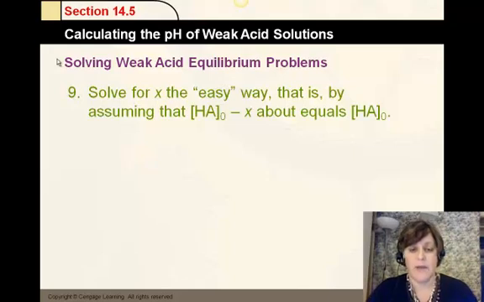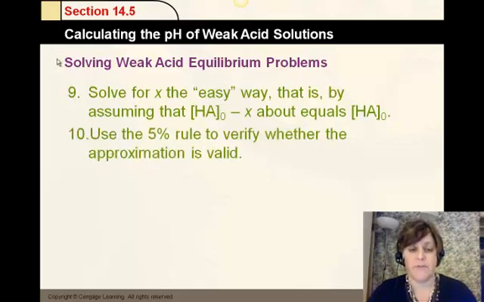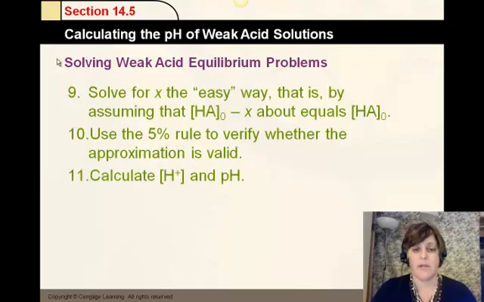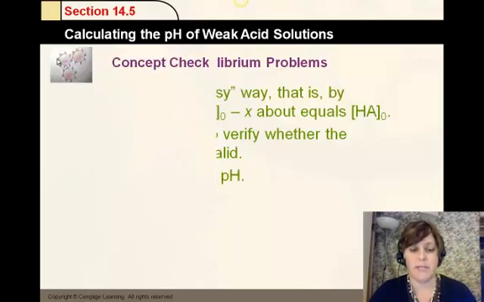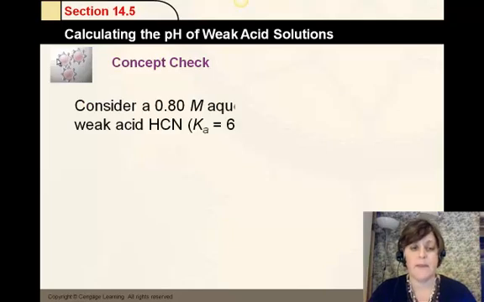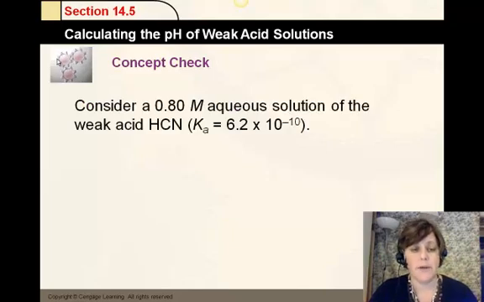Solve for x the easy way. Remember, you're going to use the 5% rule to drop the minus x. You're going to verify that it can be done that way, and then you're going to calculate hydrogen ion concentration and pH as a result. So let's look at an example here.